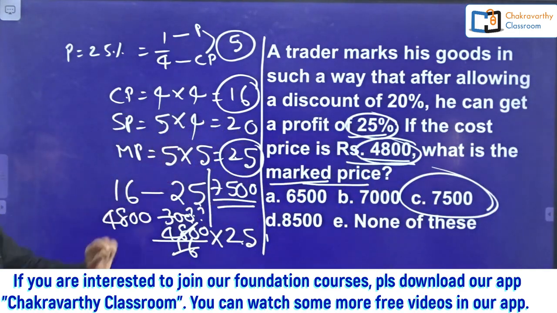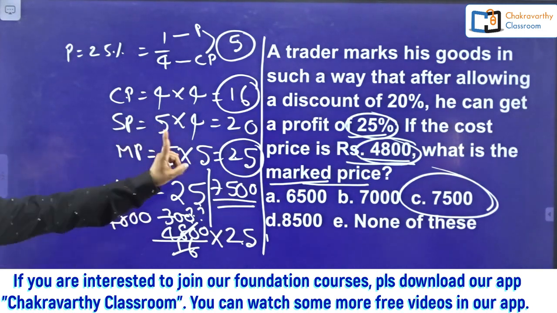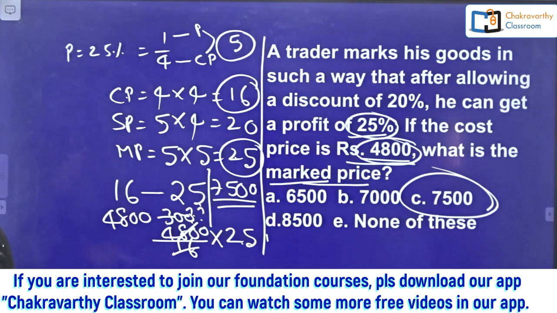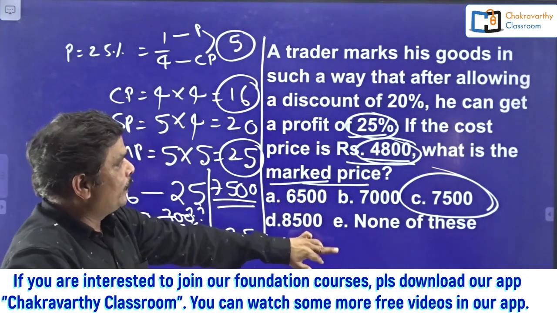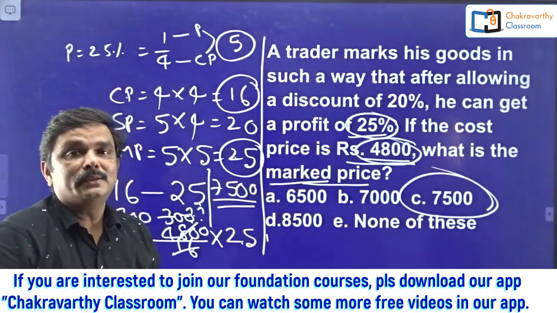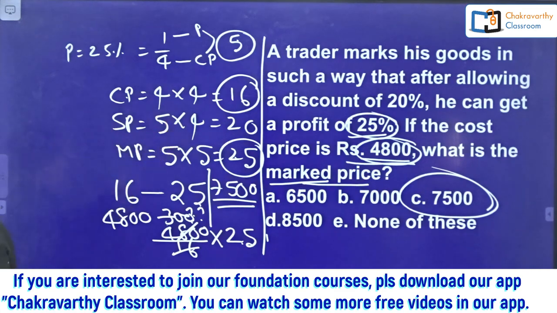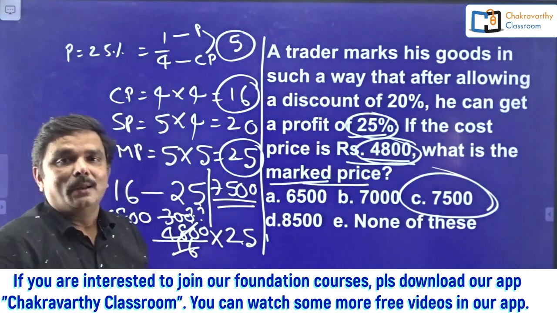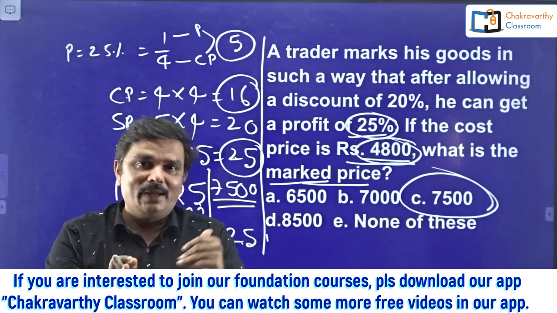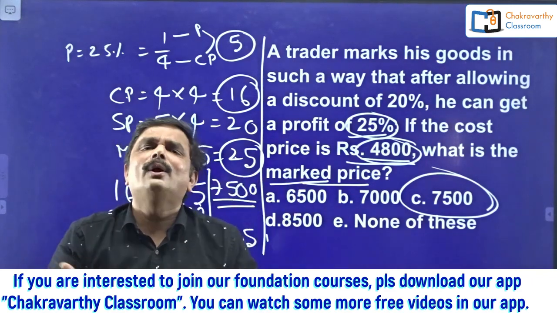You have to do the market price questions when discount is there directly like this. Or if the comparison is there between marked and cost price, you can use the direct thing also, I told you, but you will be confused. Beginners may be confused. That's the reason why I have not given that one directly. You can do that one.